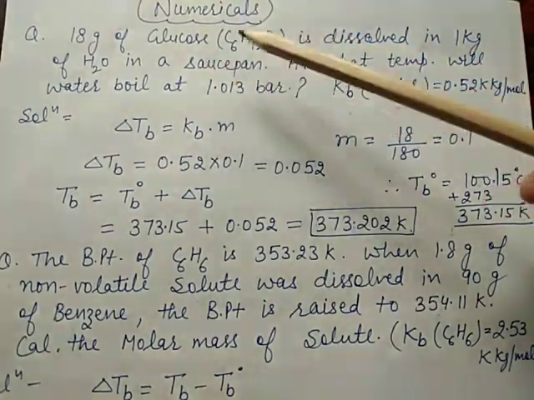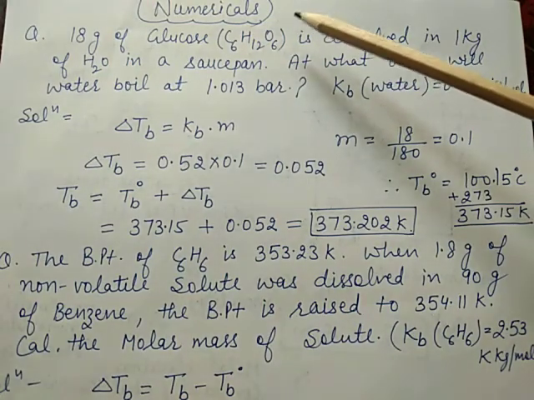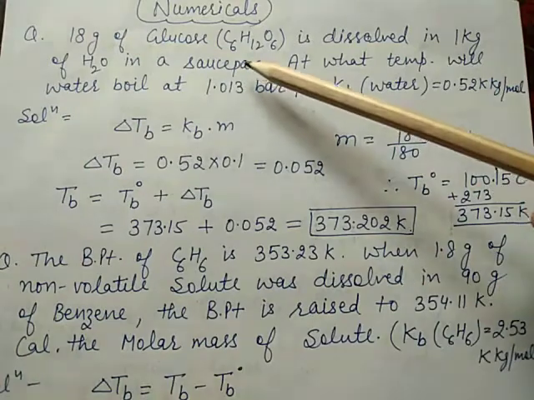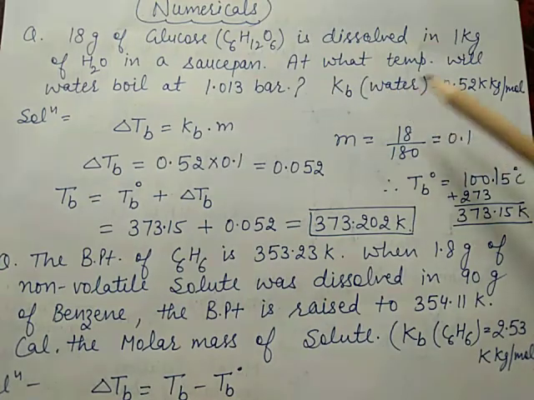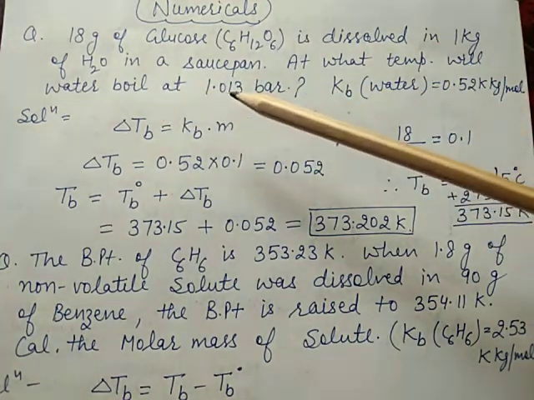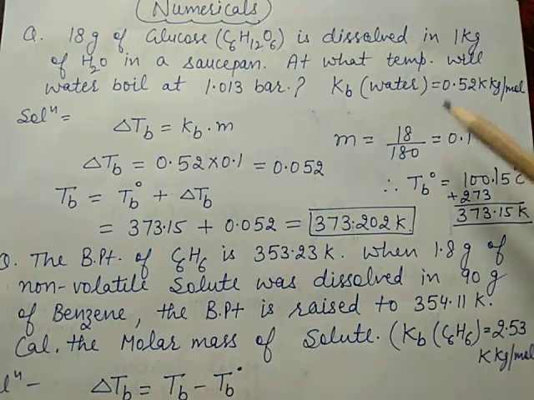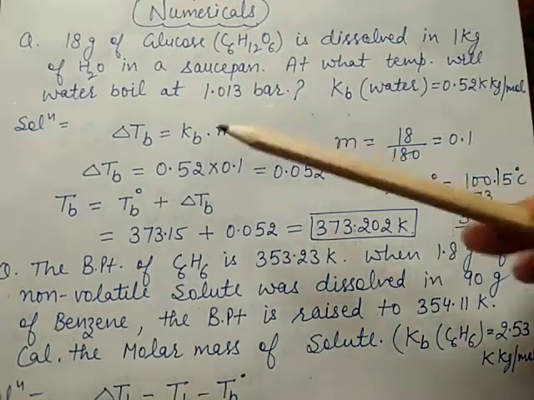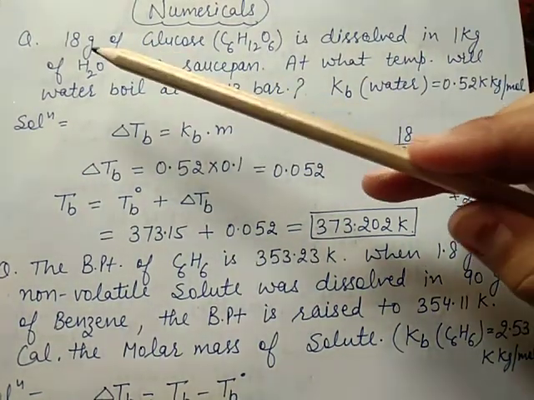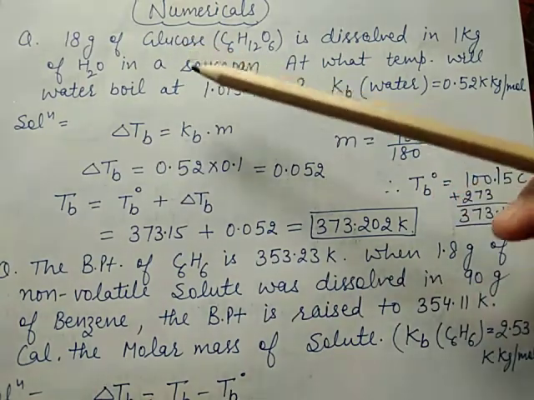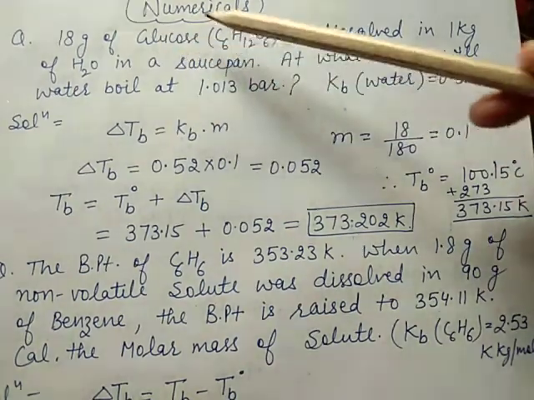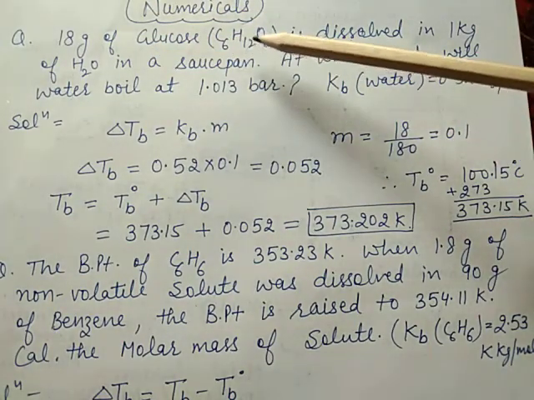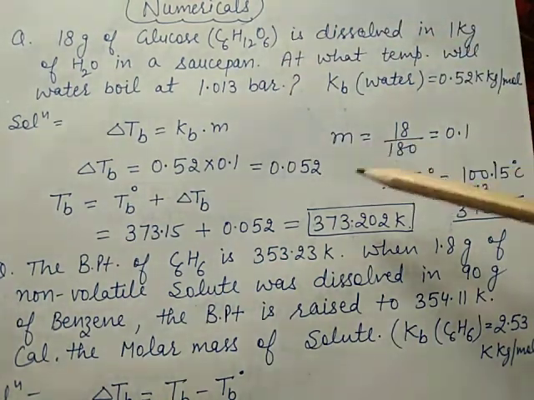Now we will discuss some numerical problems related to elevation of boiling point. First, 18 gram of glucose is dissolved in 1 kg of water in a saucepan. At what temperature will water boil at 1.013 bar? Kb value for water is given, that is 0.52. The mass of solute is given, 18 gram, and the molecular mass of glucose, C6H12O6, is 180.